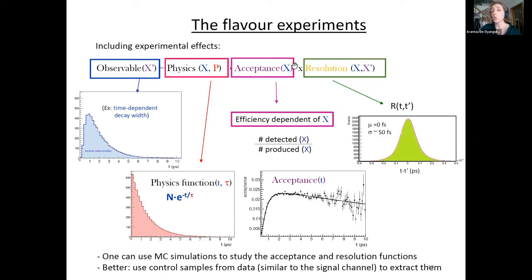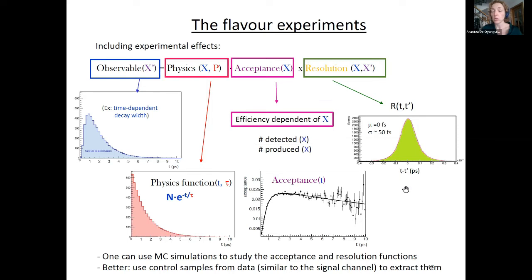And then we have the resolution, which I think all of you know very well because you all have phones and know the resolution of your camera. It tells you whether you are able to measure the physics value properly. You have some Gaussian resolution, for instance, with a mean and a sigma. The sigma is what we call the resolution. If the mu is different from zero, that means you have a bias and the value that you are measuring is not the real one.